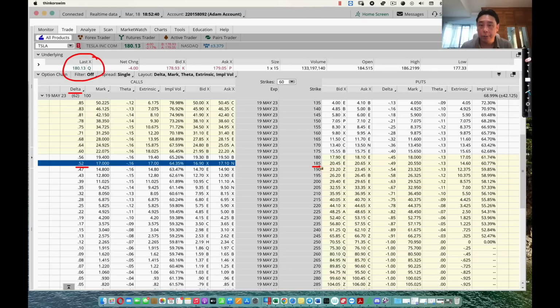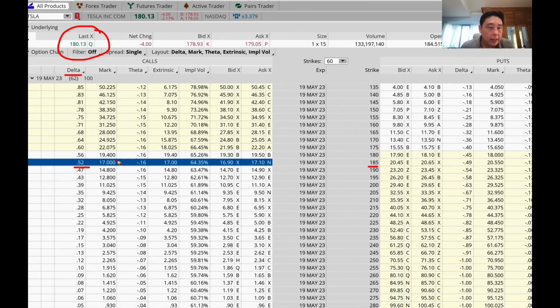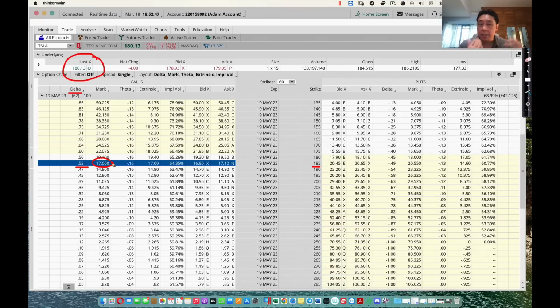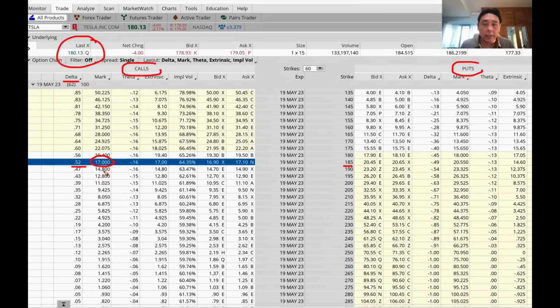Now, how much would it cost me to buy this call option? It will cost me $17, which is very expensive, right? So to finance the call option, I will sell a put option. Which put option should I sell? I need to sell a put that would get me at least $17 in premium to offset the cost of the call. There we go, $18 there. So this would be the 180 put.